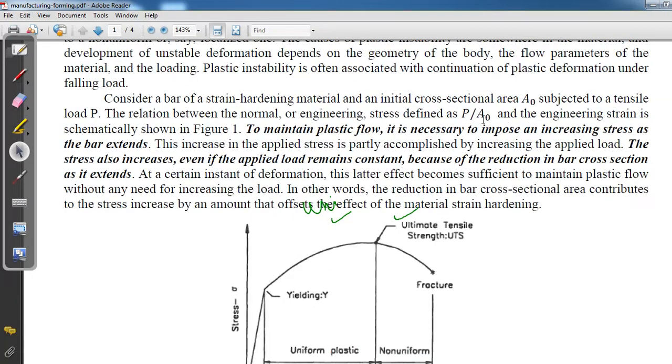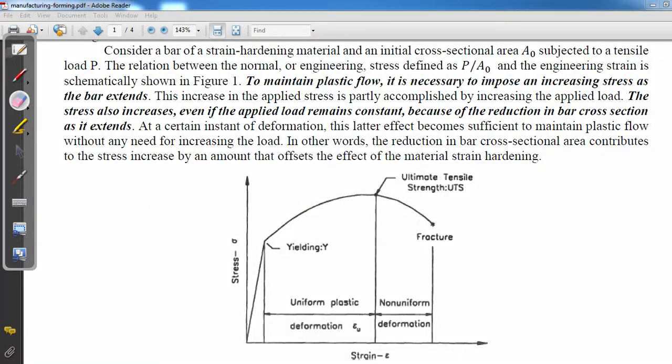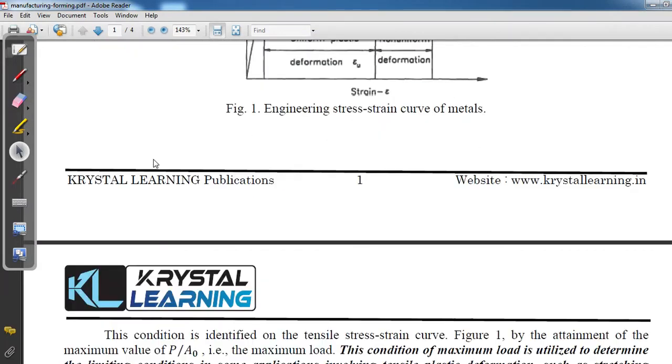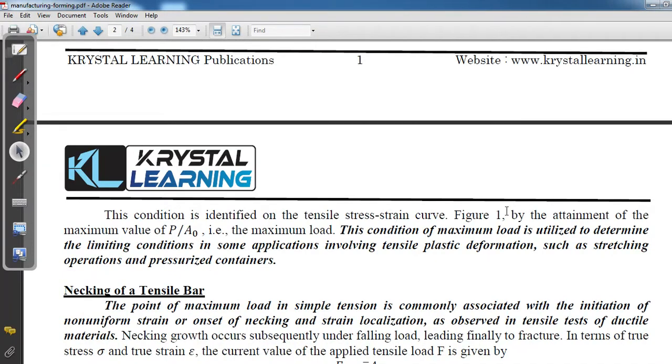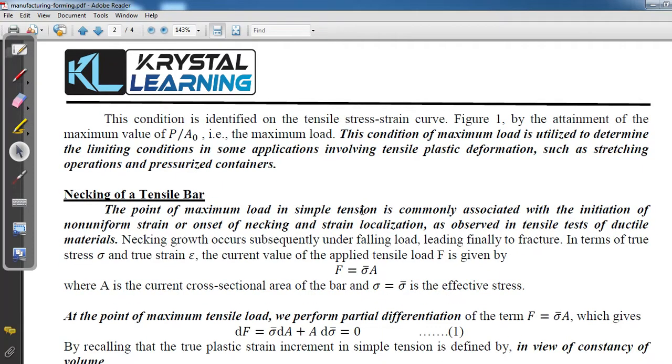A naught is the initial cross sectional area, and P is the load. This load will be changing, so we have to know what the maximum load is at that point. This condition is identified on the stress strain curve as the maximum load point, by the attainment of the maximum value of P by A naught. This condition of maximum load is utilized to determine the limiting condition in some applications involving tensile plastic deformation, such as wire drawing, because we are giving tensile load and it is plastically deforming, as well as stretching operations and pressurized containers. So for this maximum load point, we have to see what the condition is.